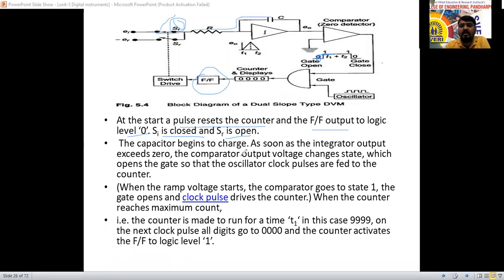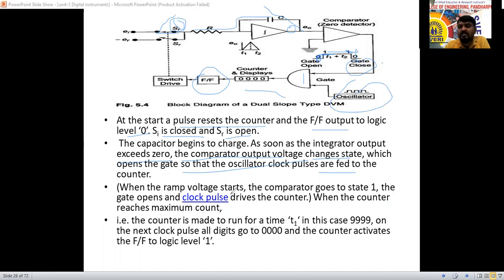As soon as the integrator output exceeds the 0 value, and the voltage across the capacitor reaches the maximum value, the comparator output voltage changes its state from 1 to 0. It closes the gate, which opens the gate so that the oscillator clock pulses are fed to the counter display here. Then it is going to switch in the reverse. I will tell you shortly.